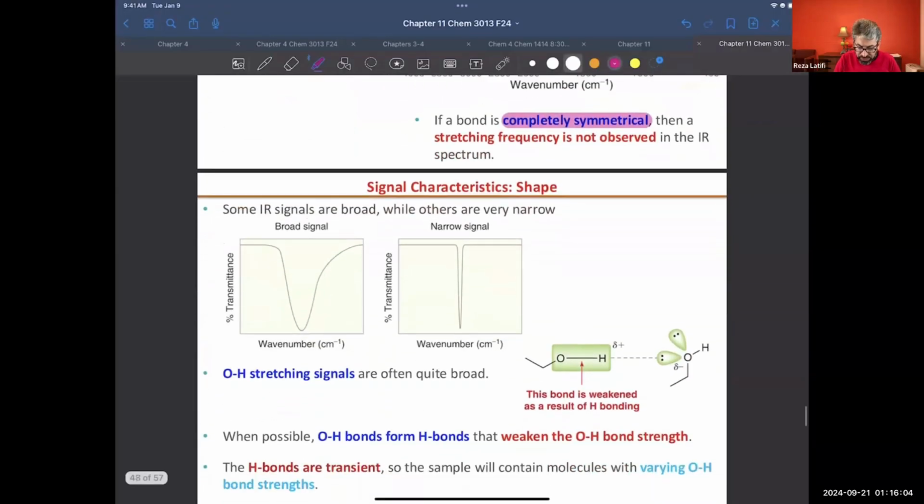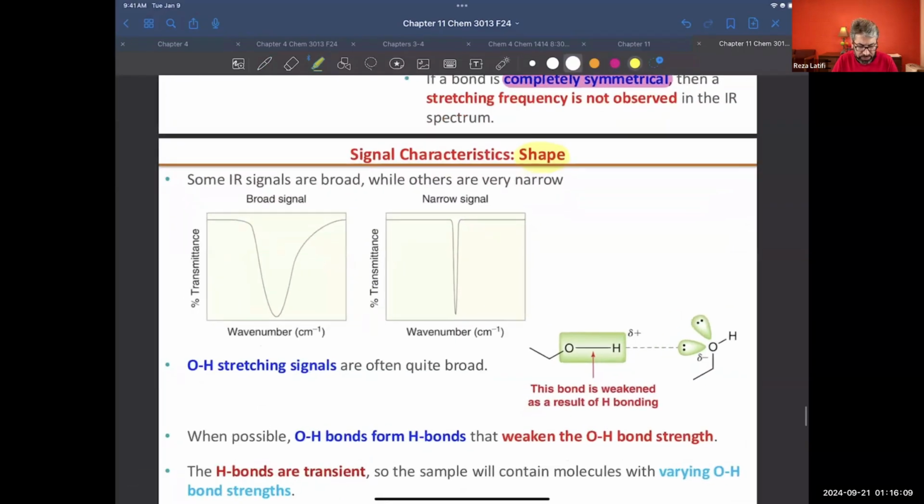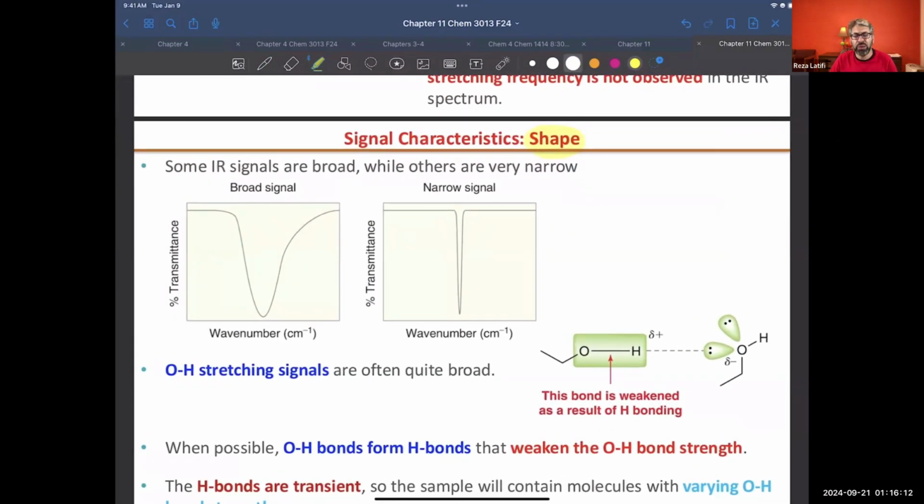Now, next one is going to be the shape of the peak. If you have a molecule involved in hydrogen bonding, it is going to make the OH or NH or FH bond bigger or smaller. Listen carefully, bigger and smaller. That bond keeps changing a lot. The size of this bond is going to change a lot. So you will have a big range for OH.